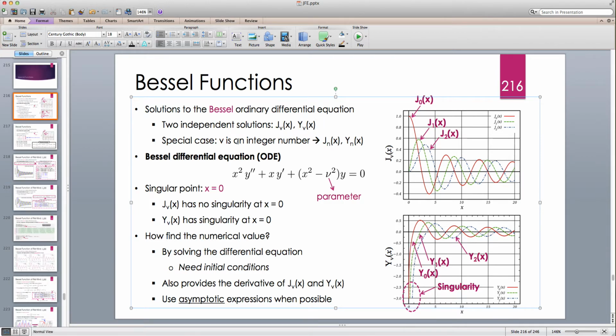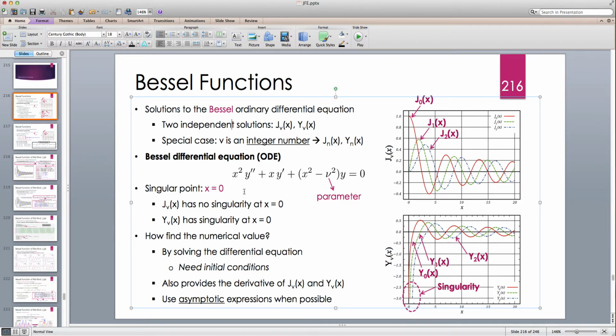Now, a very special case, and it's indeed very important because that's the case that typically happens in the wave equations when we express them in a cylindrical coordinate system, is the case when nu is an integer, and in those cases we typically use n instead of nu. N or m, these are integer indices, right? So Jn of x and Yn of x.